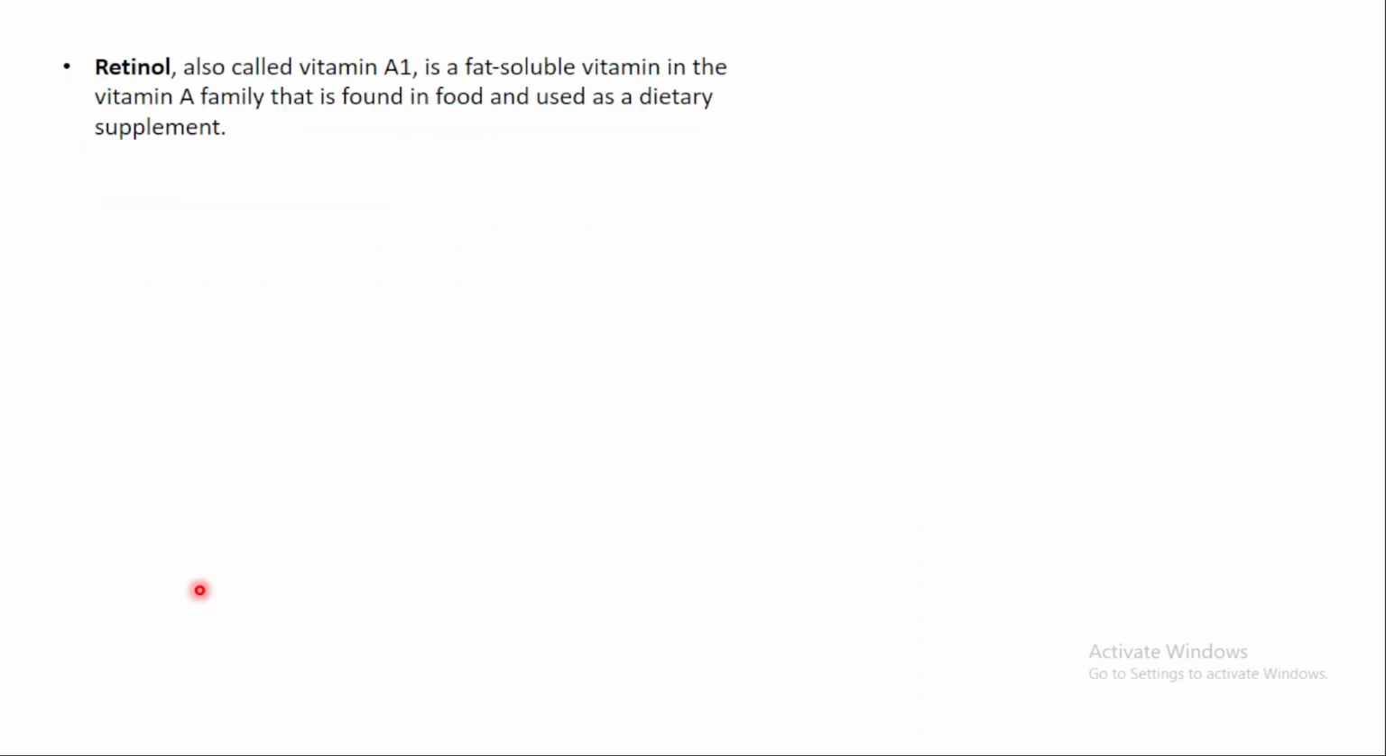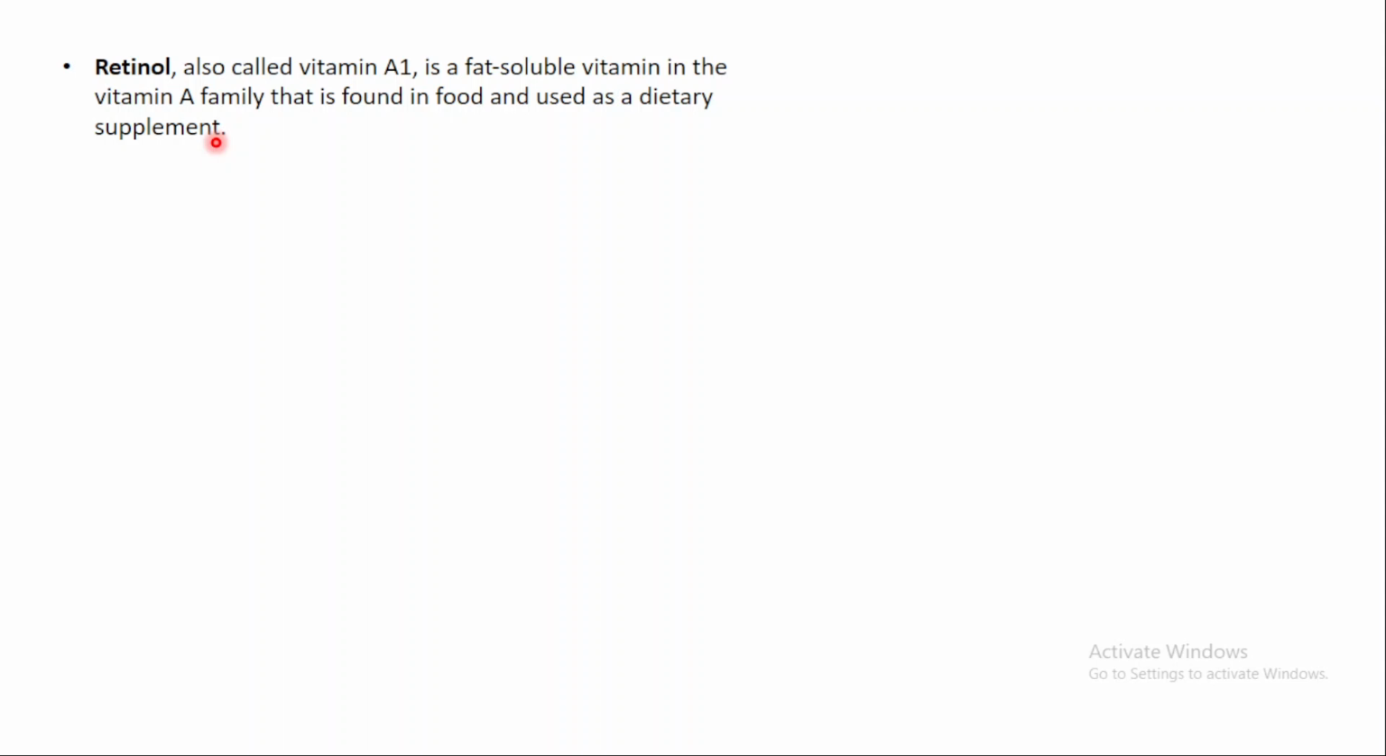Now, what is retinol? Retinol, also called vitamin A1, is a fat soluble vitamin in the vitamin A family, found in foods and used as a dietary supplement. So retinol is also the second name for vitamin A. It is a fat soluble vitamin. Vitamin A and vitamin K are fat soluble vitamins. Whereas vitamin B, which includes thiamine, riboflavin, the different vitamin B complexes, and cyanocobalamin, vitamin B12, are all water soluble vitamins.